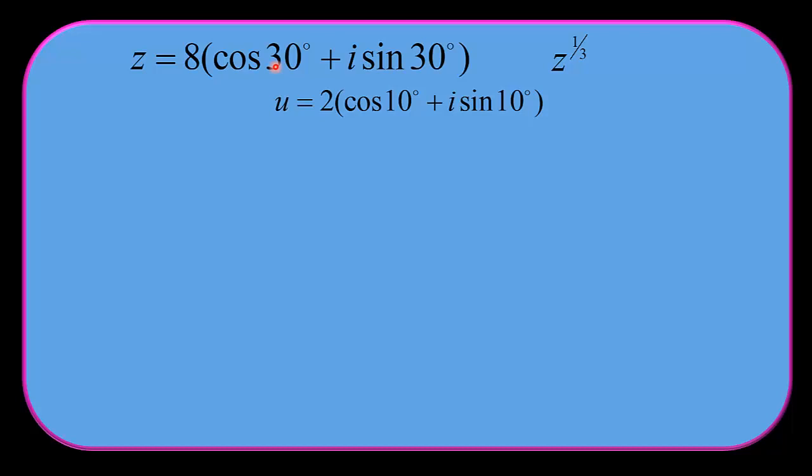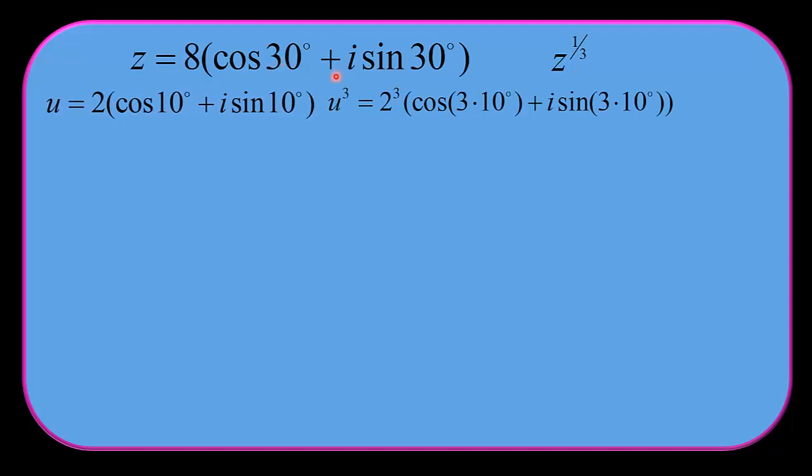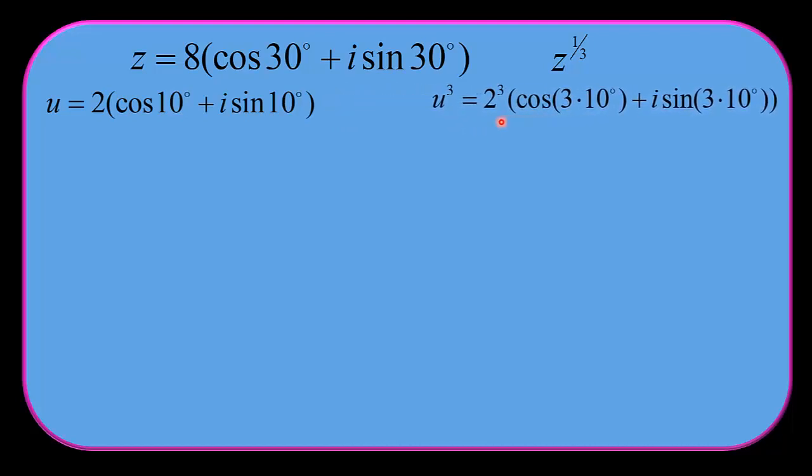Now let's see if that works then. Let's cube it. U cubed would be equal to, remember how we do this, when we have trig form, we'll cube the modulus. There it goes, 2 cubed is 8. And then we multiply the angle by 3. That's how we raise a complex number in trig form to a power. See? So clearly, U equals 2 cosine 10 plus i sine 10 degrees. That is one of our roots.